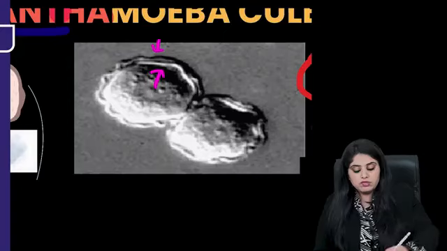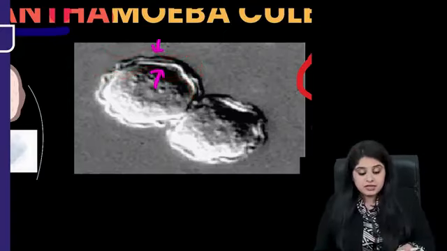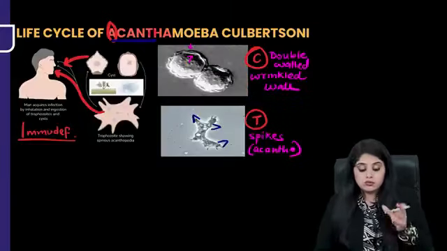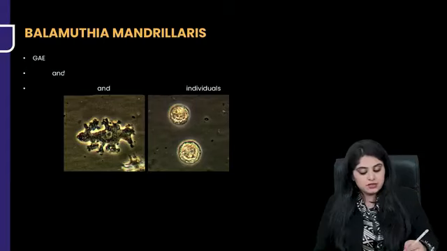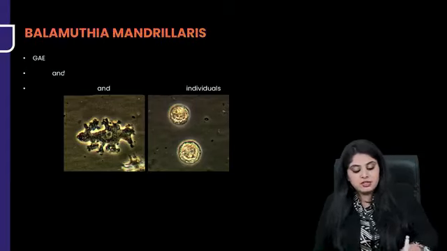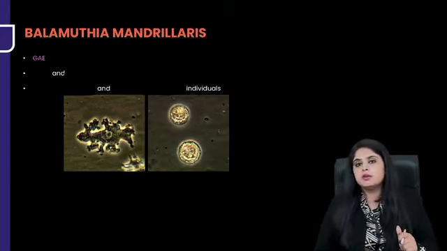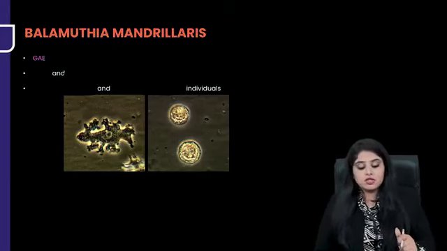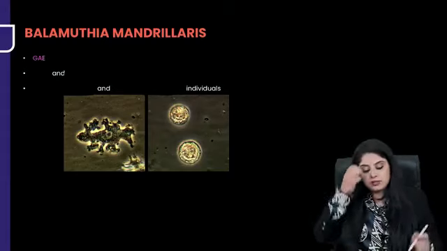You can zoom in and notice this is a wrinkly kind of a wall that is present. In fact, there is another organism that might look very similar to acanthamoeba, and that is the Balamuthia mandrillaris. Please note, Balamuthia mandrillaris also causes the same thing, granulomatous amoebic meningoencephalitis. So ma'am, how will I differentiate it from acanthamoeba? Because that also causes granulomatous amoebic meningoencephalitis.